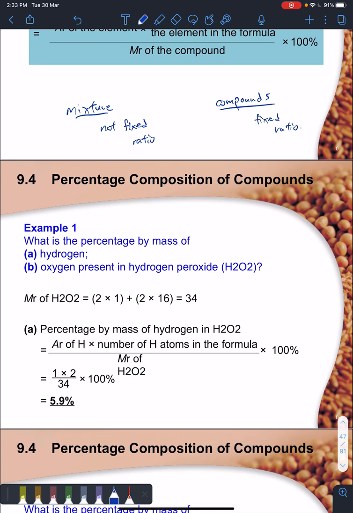So in this case, H2O2. They want you to find the percentage by mass of hydrogen. So the percentage by mass of hydrogen would be, you can see there are 2 hydrogen here, and we know that 1 hydrogen is 1 gram. So 2 hydrogen is 2 times 1. This is like the percentage meat, the mass of the meat over the total mass, which is the Mr, 2 times 1 plus 2 times 16, times 100% and gives you the final answer of 5.9%. So this is how you can calculate.